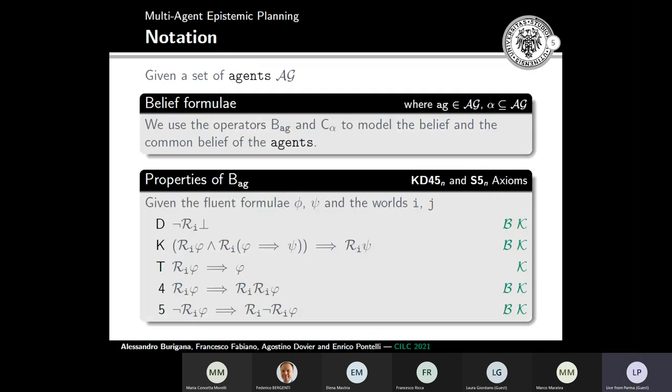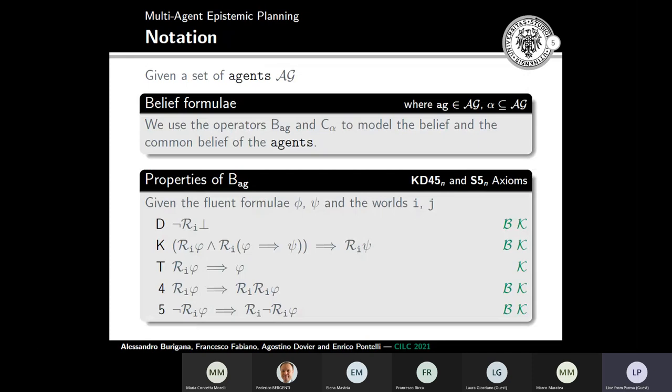Okay, so we're going to use the following operators to describe the beliefs of agents. We have the modal operator B, which states the beliefs of agent AG. So a formula of the type B_AG phi means that agent AG believes that phi is true.